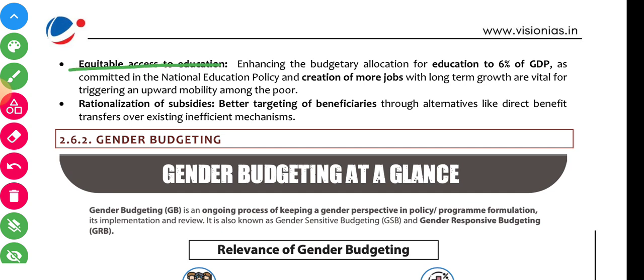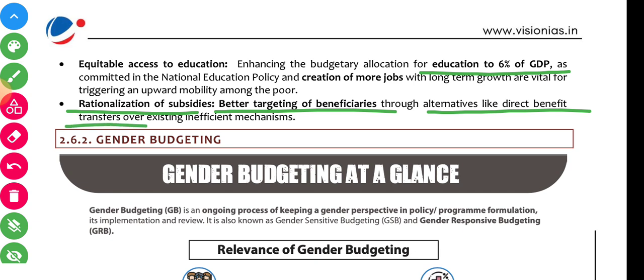Equitable access to education. Education to 6% of GDP, enhanced by the government budget in 2023-24. Rationalization of subsidies, better targeting of beneficiaries through alternatives like direct benefit transfers over existing inefficient mechanisms.